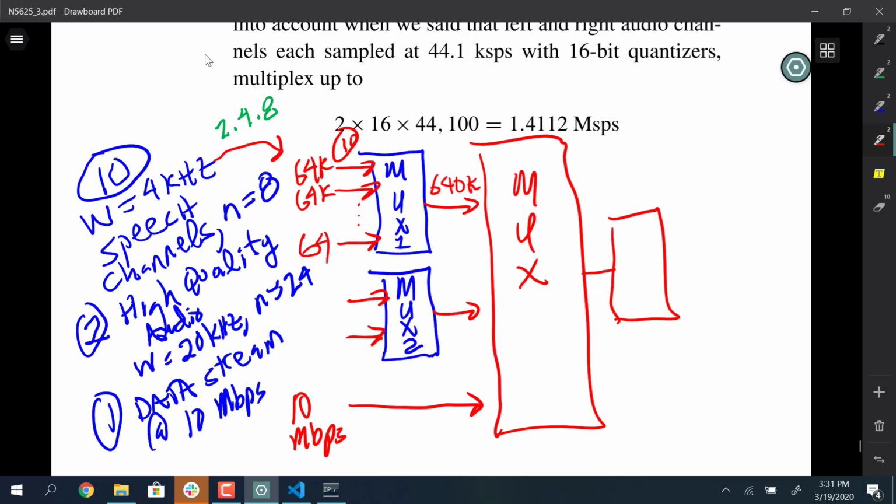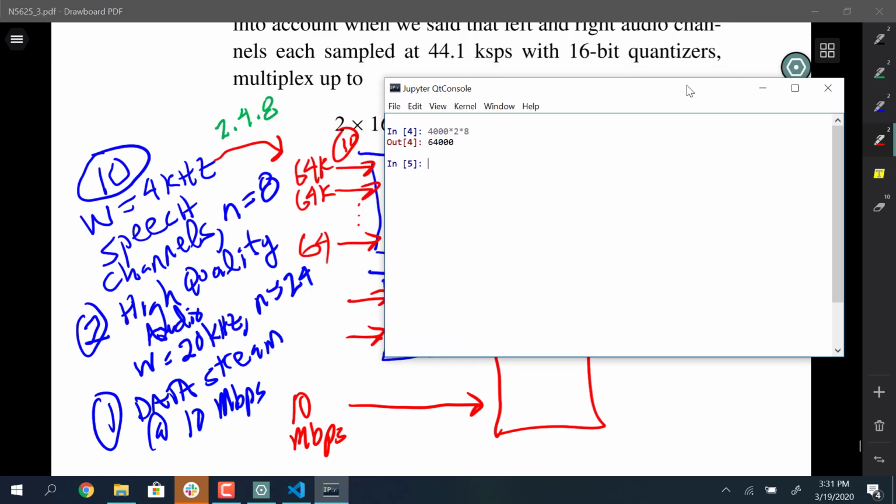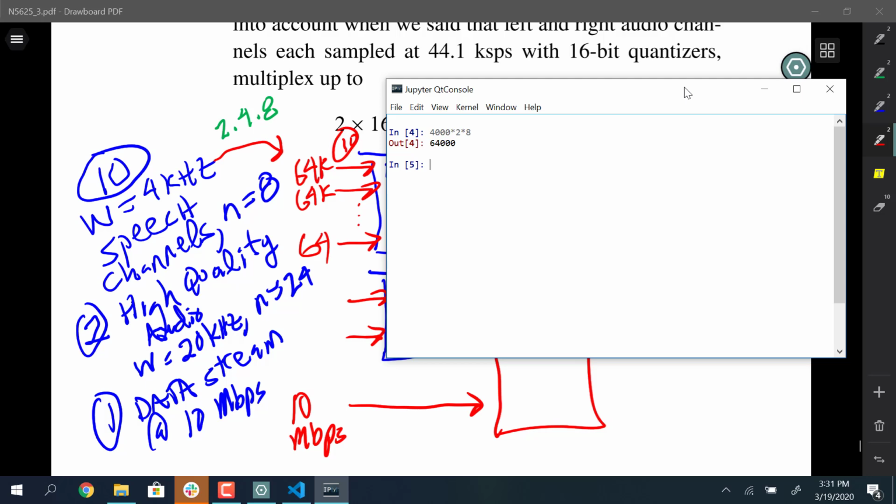And then the high quality audio is 20 kilohertz bandwidth. I'm going to go off and do a side calculation on that one. If you're doing a quiz or a homework problem, you obviously are allowed to do this and expected to do this. So I'm just going to use this Python console to do the quick calculation.